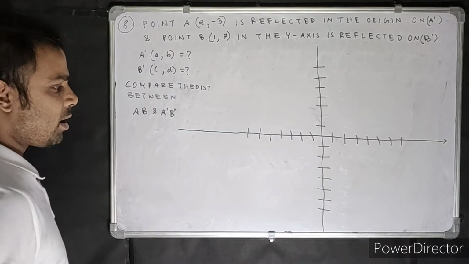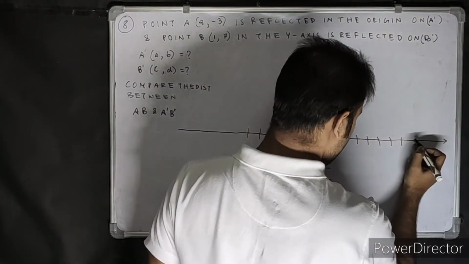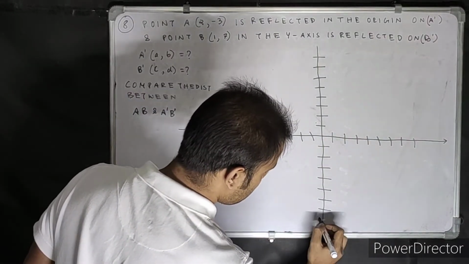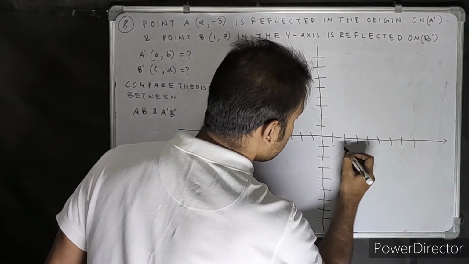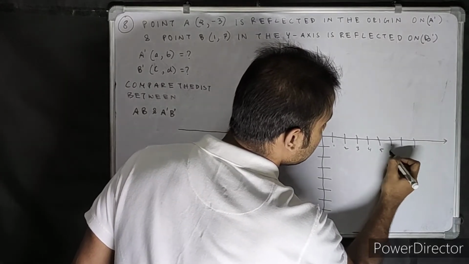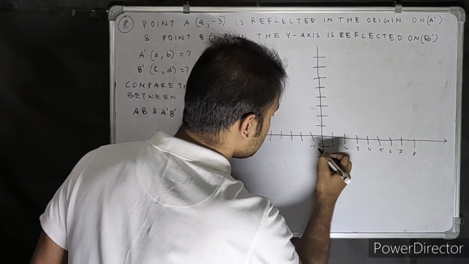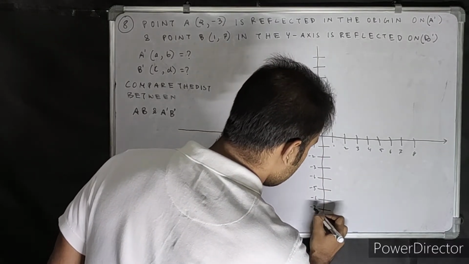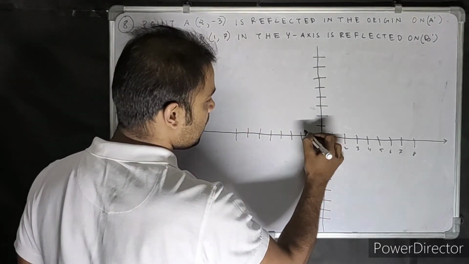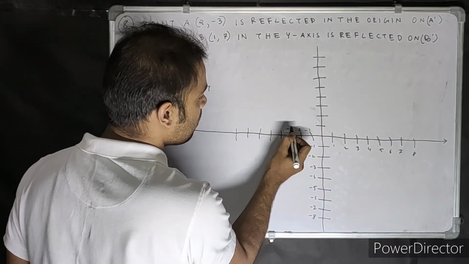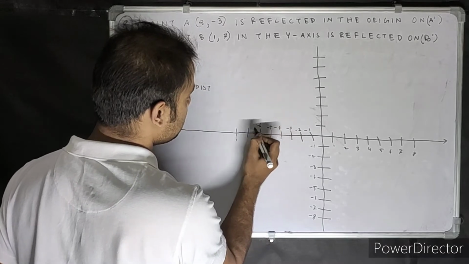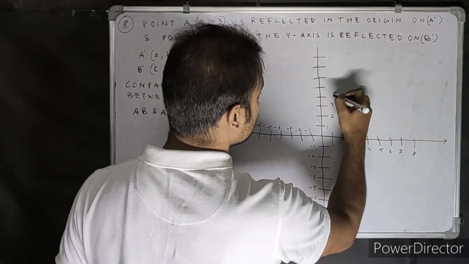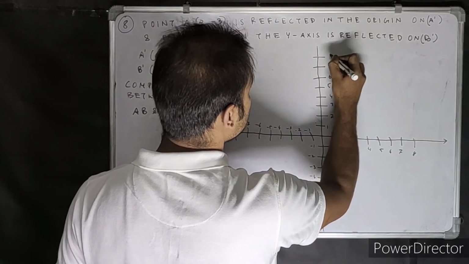Okay. You can put one more: 8. Start writing 1, 2, 3, 4, 5, 6, 7, 8. Okay, minus 1, minus 2, minus 3, minus 4, minus 5, minus 6, minus 7, minus 8. Then minus 1 up to minus 8, and 1 up to 8.